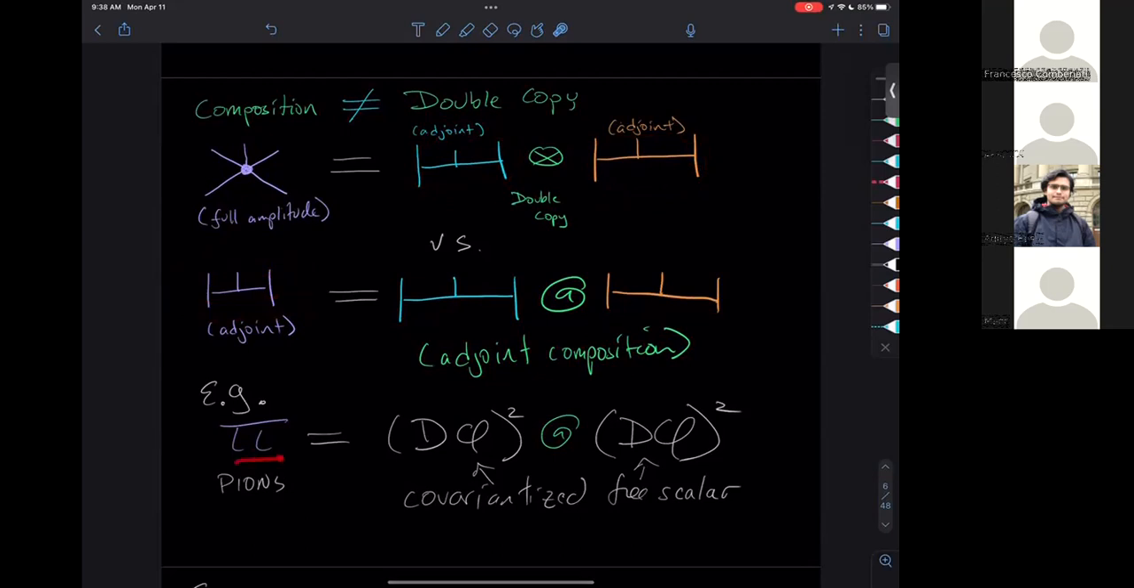As an example that you'll understand in more depth, these pions that make up the nonlinear sigma model, you can think of as an adjoint composition between numerator weights for covariantized free scalars at 4 points. And we'll see how that works in some more detail soon.